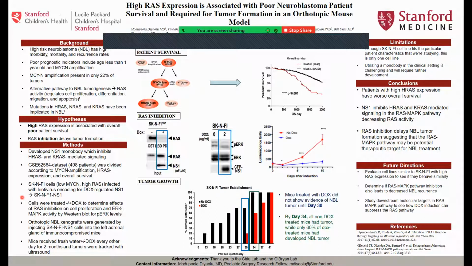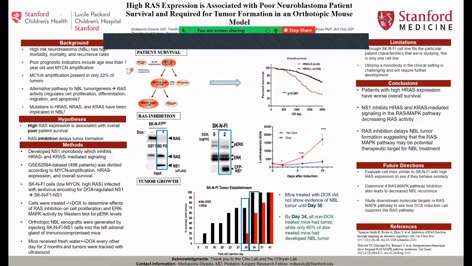These cells were treated with dox or no dox to determine the effects of RAS inhibition on cell proliferation and ERK-MAPK activity by Western blot analysis for pERK levels. We then created an orthotopic neuroblastoma xenograft by injecting SK-N-FI cells into the left adrenal gland of immunocompromised mice. Mice received fresh water with or without doxycycline every other day for 2 months, and the tumors were tracked with ultrasound.